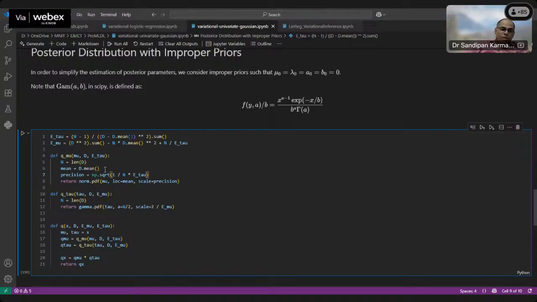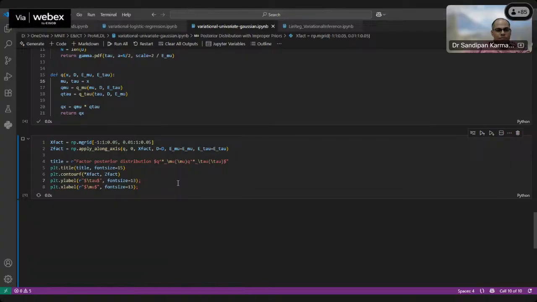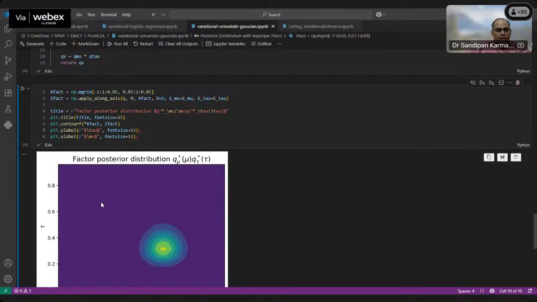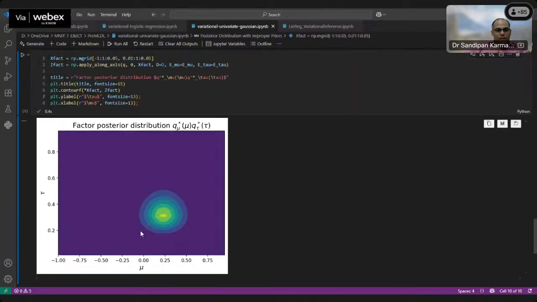Now you can write the q of mu and the q of tau, to create the PDF values, and then q of x. So these are the three functions I have written. Now you can take that the posterior distribution is actually coming like this.